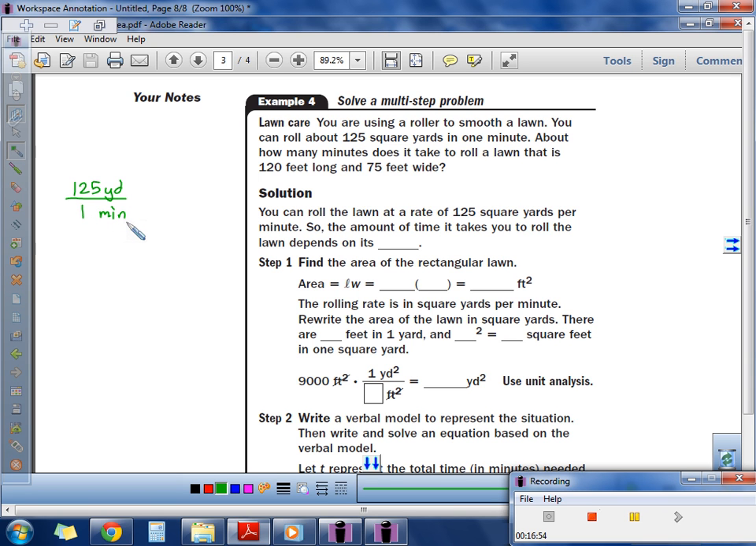About how many minutes does it take to roll a lawn that is 120 feet long and 75 feet wide? So I need to find the area of this since I'm measuring in square yards for my rate. So let's first find this area. So 120 times 75, since it's a rectangular lawn, what do you get there? All right, so we get 9,000 yards, square yards.